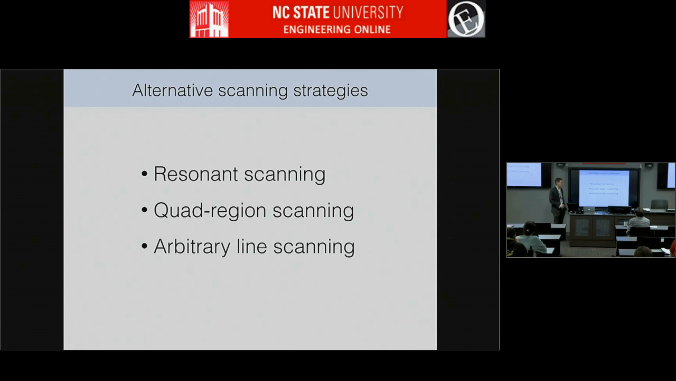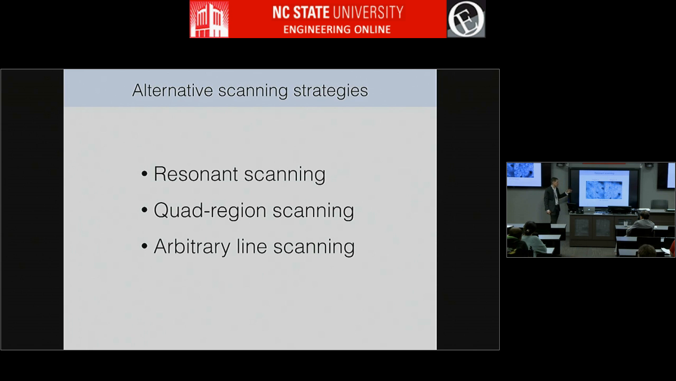Okay, so I've talked a little bit about scanning. For speed, the major thing that we do is multiplexing, and that lets us sample activity from two different areas simultaneously. There are a couple of other variations of the same thing that we can do: resonance scanning, quad region scanning, and arbitrary line scanning. I'll talk about each one of those.